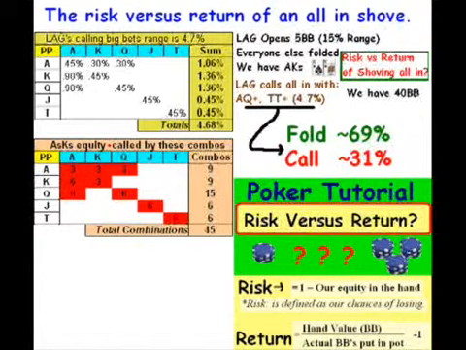And what this means is the LAG is going to fold 69% of the time, and they're going to call approximately 31% of the time. So almost 70% of the time we're going to win the big blinds by shoving.